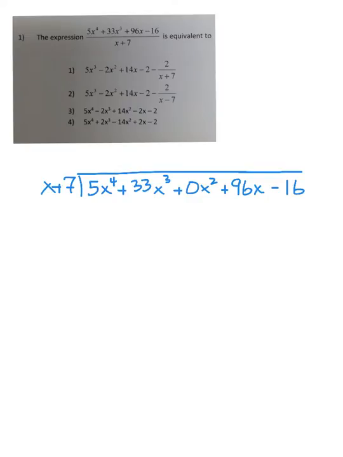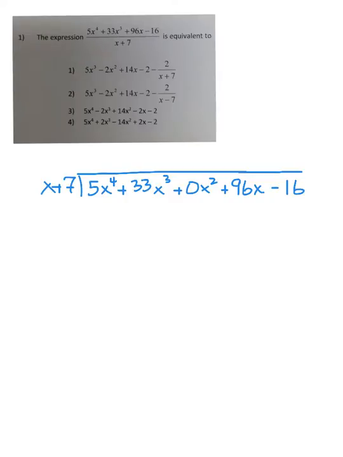All right, so for number 1, we're going to be doing long division. If you look at the 4 choices, you can see just by looking at my first choice and my second choice that those answer choices are kind of set up to look like the way we would write a long division answer, so that's what I'm going to go with.